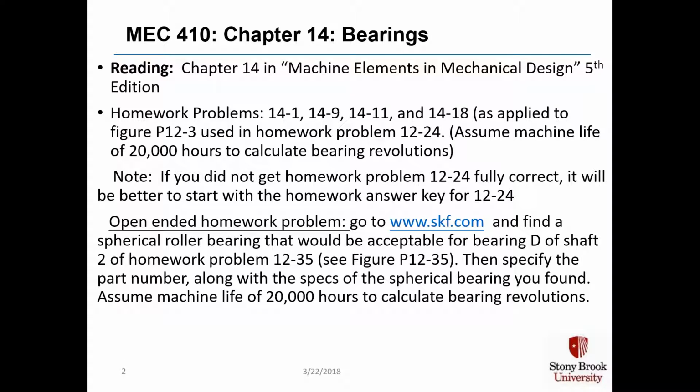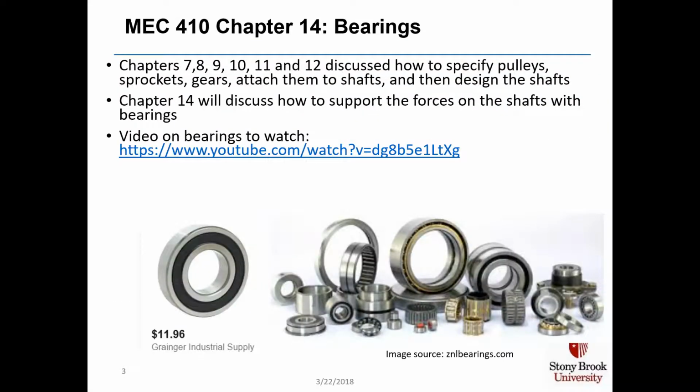Word to the wise, if you didn't get full credit for 12.24 in the homework grading, then you probably should use the homework answer key for 12.24 in order to figure out what bearing you need. And then we do have an open-ended homework problem to go to the SKF website. SKF is one of the premier manufacturers of bearings in the world. Find the spherical roller bearing that would be acceptable for bearing D of shaft 2 of homework problem 12-35.